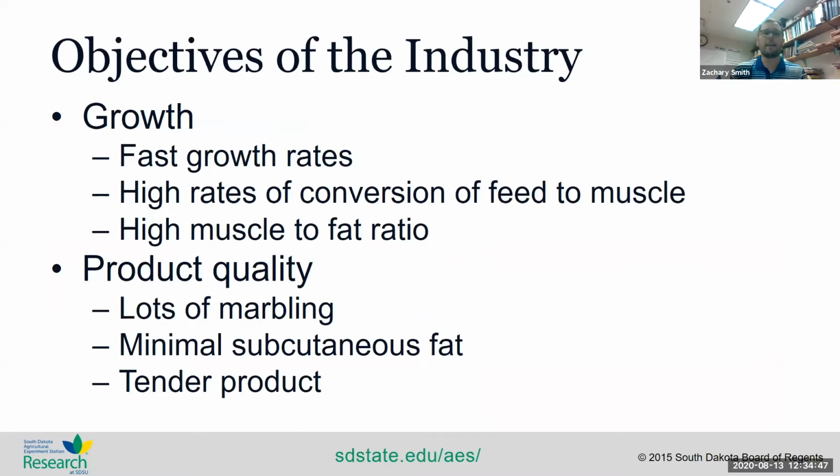So we talk about the animal feeding industry as a whole. Now we're all after fast growth rates, and we want a good conversion of feed into sellable product, and we want to produce a product that has a high muscle to fat ratio.